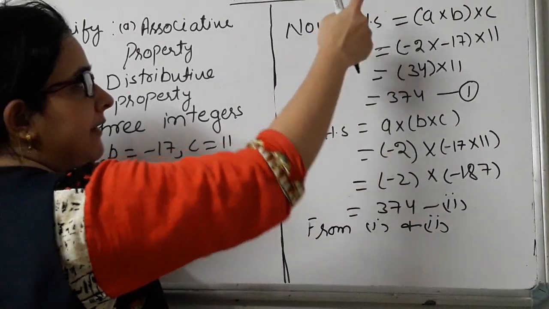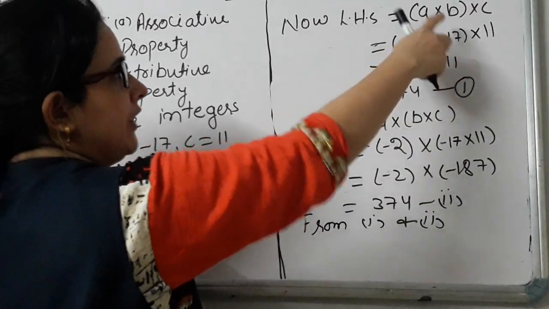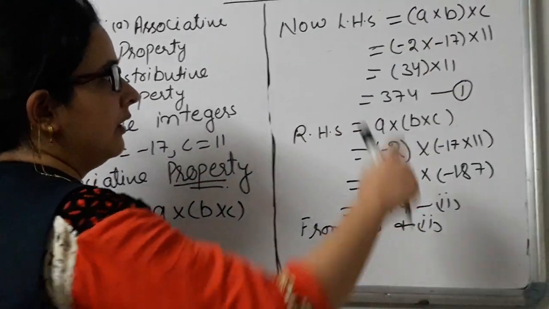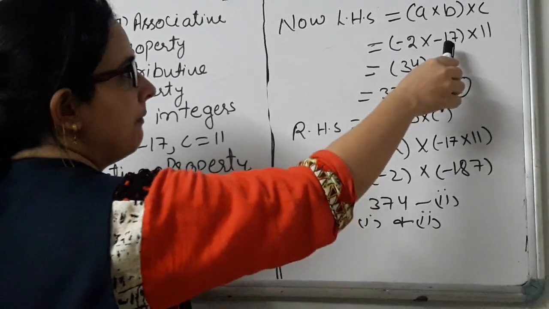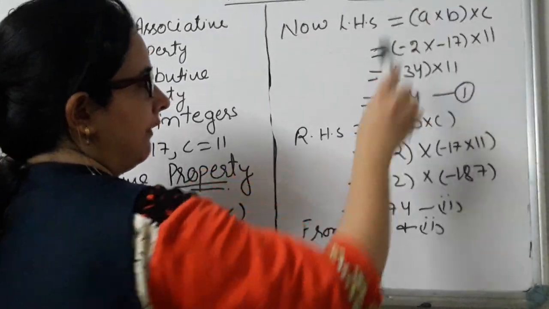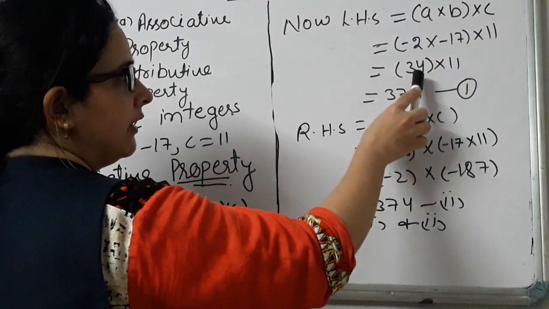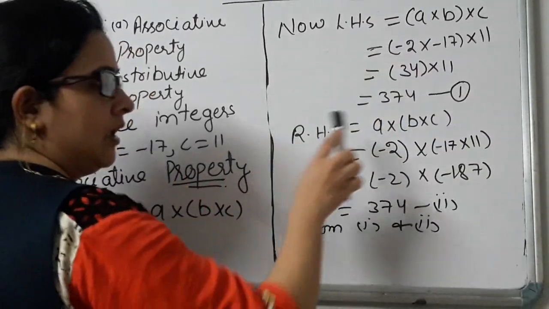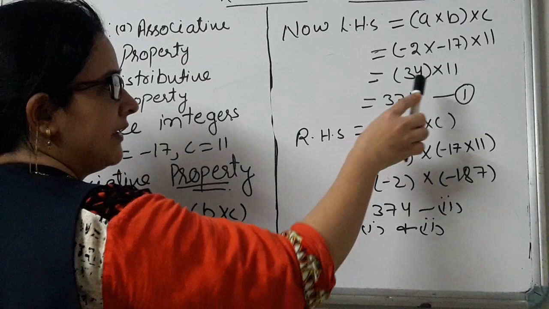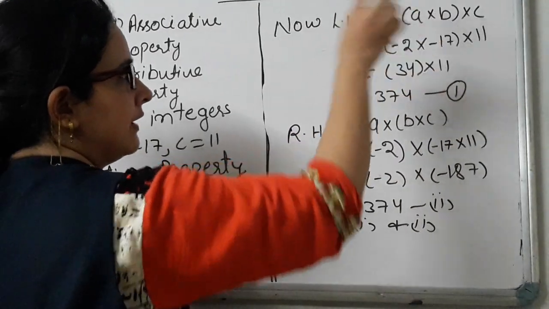Now left hand side, (A × B) × C. What is A? -2, -17, into 11. Now -2 into -17, minus into minus is plus, 2 into 17 is 34, into 11. 34 into 11 will be 374. This is the answer of this equation.